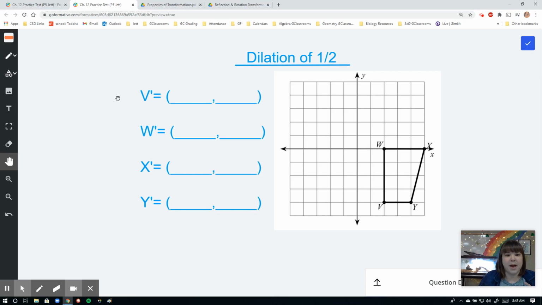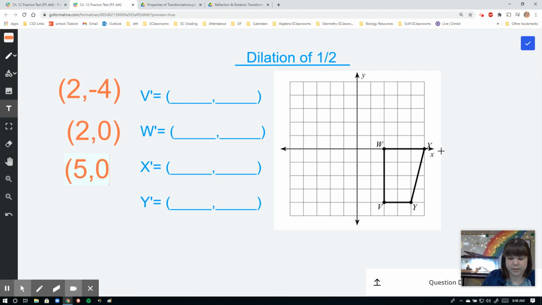So again, first step, I'm just going to write down what the original coordinates are. So let's go ahead and look at V. So V is at 2, then down 1, 2, 3, 4, so 2, -4. W is at 2, 0. X is at 1, 2, 3, 4, 5, 0. And then last one, Y. Y is at 1, 2, 3, 4, -4.